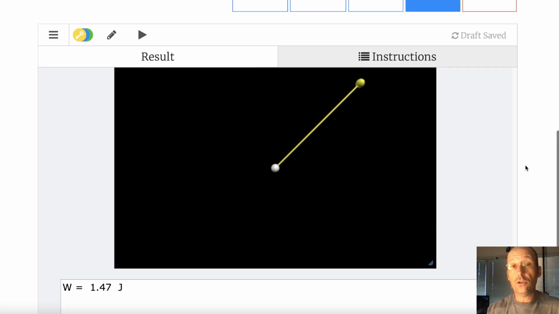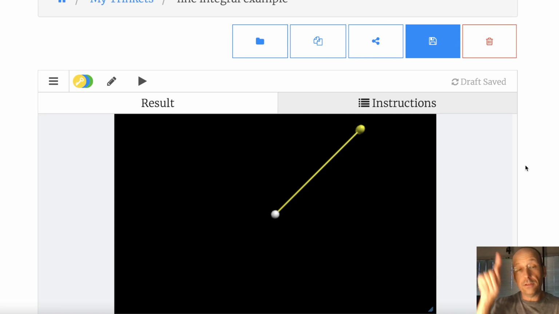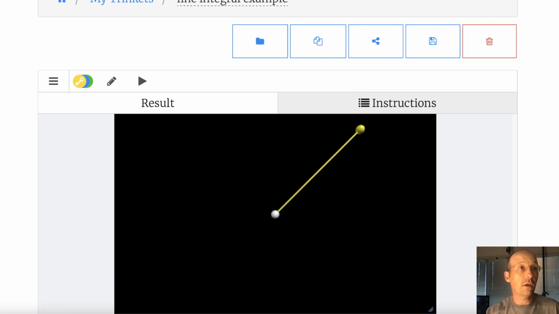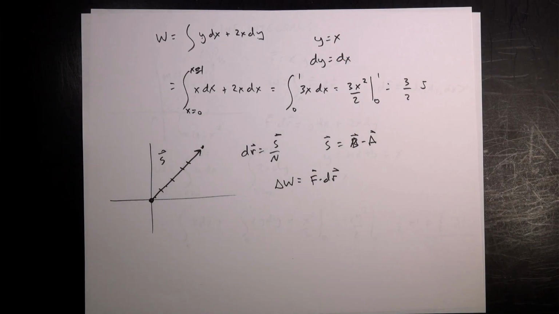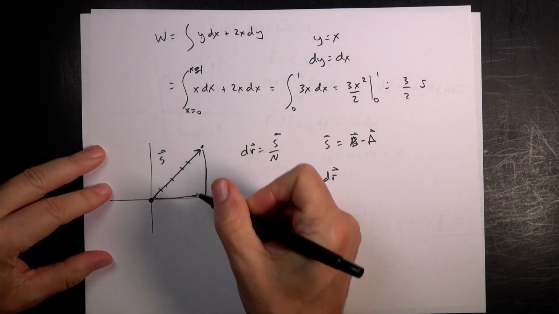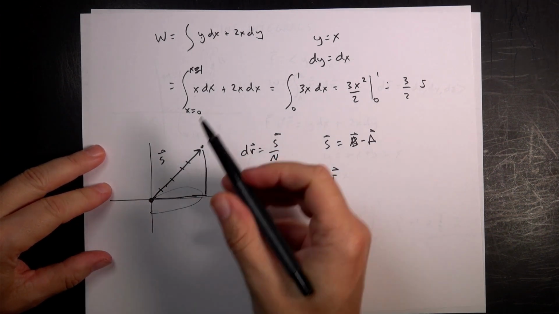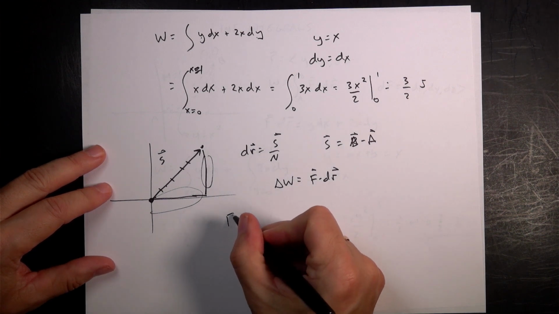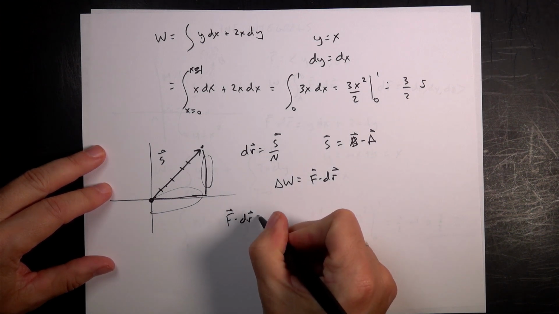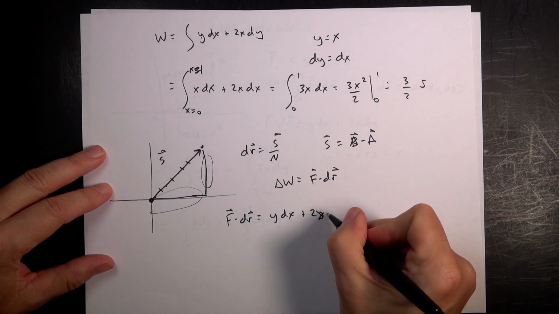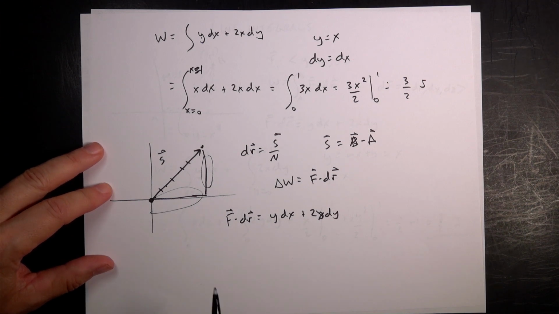Okay, let's go and do the other path, this up and down path. Let me save this. So let's go back over here and do the other path. Now we're going to do this path, so I need to break it into 2 pieces. I'm going to do this, and then I'm going to do this. So I actually have 2 line integrals. My f.dr is still the same. That doesn't change, right? f.dr is still going to be equal to y dx plus 2x dy. It's still the same.